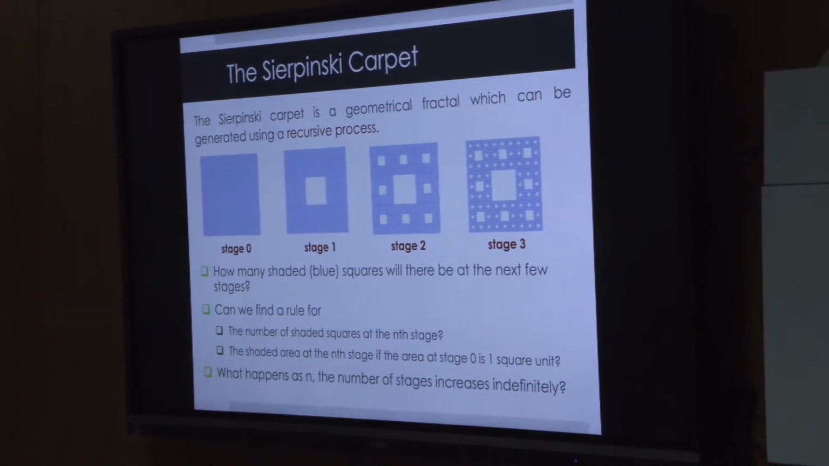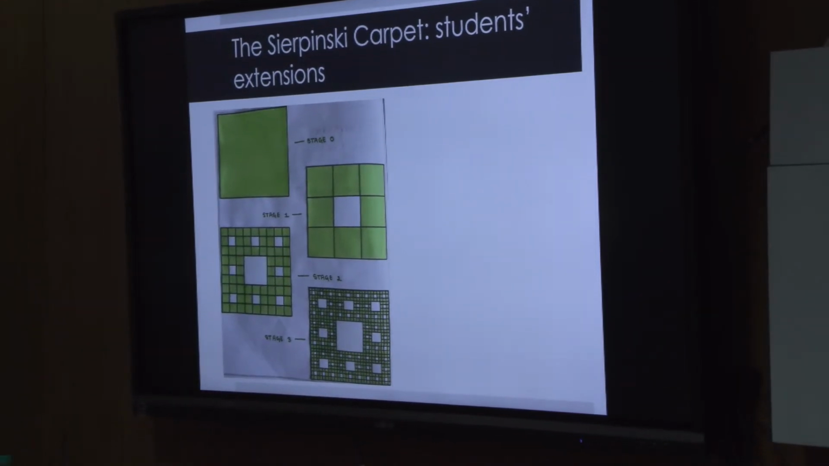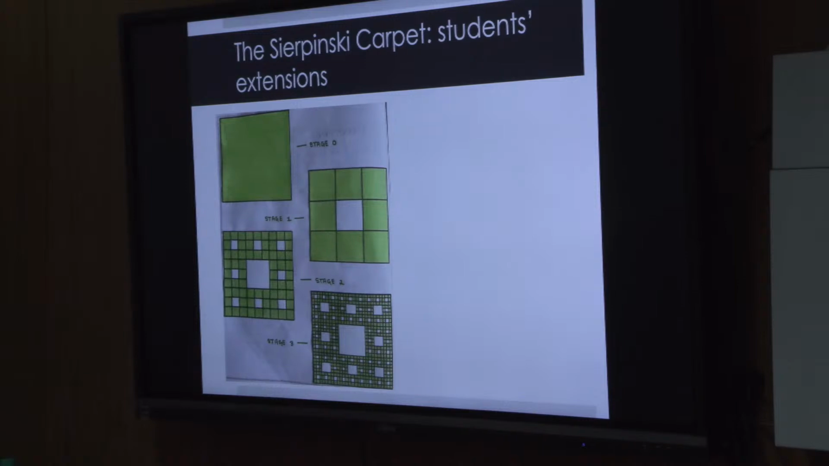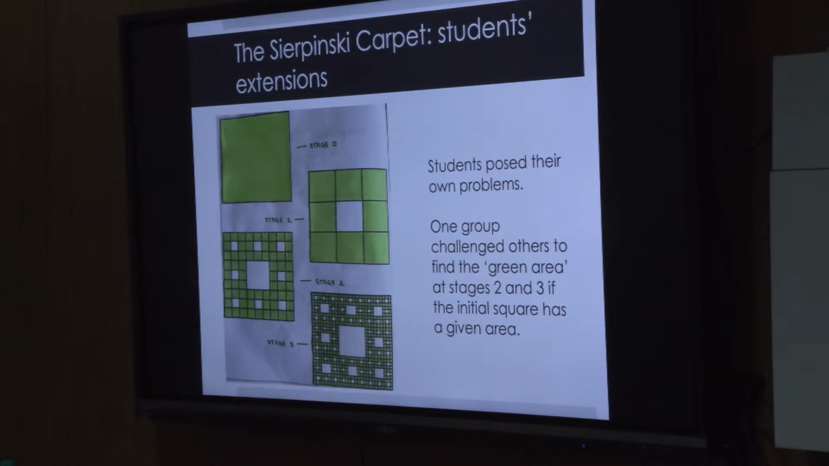So here, of course, you can ask similar questions. I'm going to breeze through this. This is work done by a student in her notebook. So she has used colored paper and she's actually cut out those holes using some sort of cutter, with her permission. Then they challenge each other. Can you find out the area at stage 3 and 4? What will be the green area and so on.